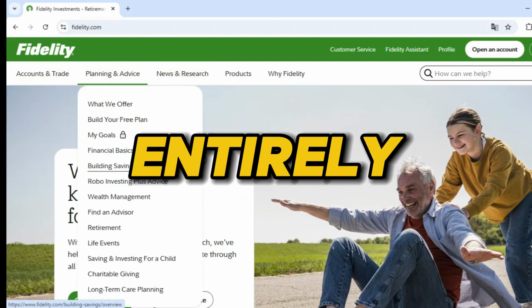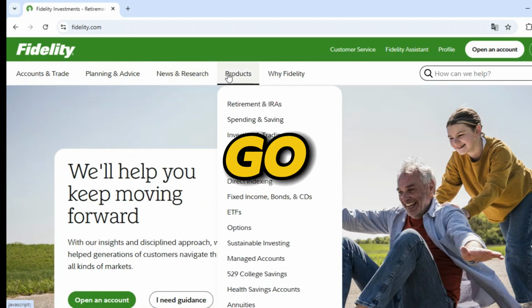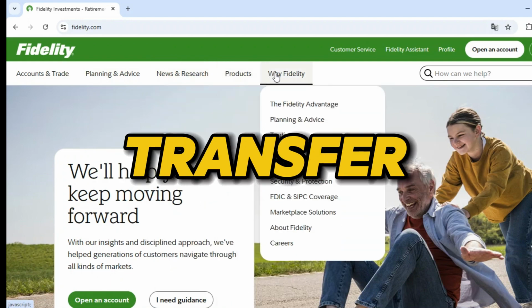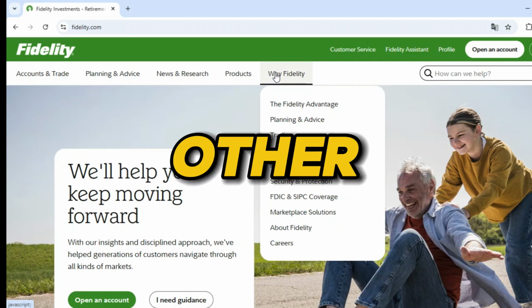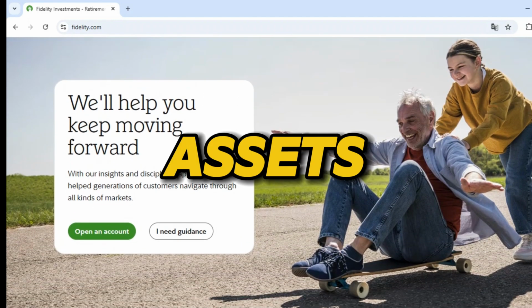Initiate the process entirely from Fidelity's side for the smoothest experience. Log in, go to Transfer, and choose Transfer an account to Fidelity. Enter the other firm's name and your account number there. Fidelity's system will pull the assets over.